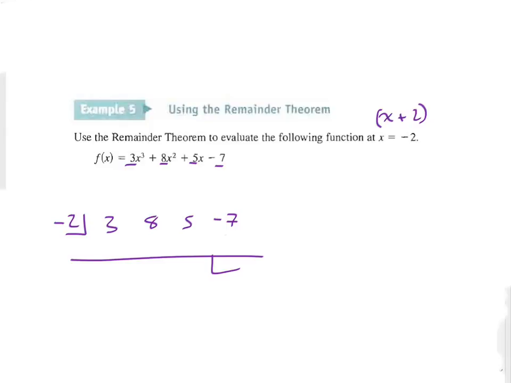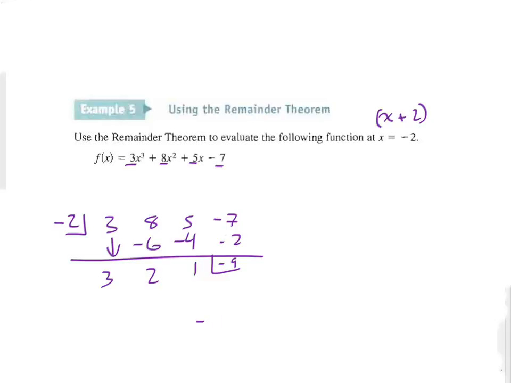You guys ready to do this now? You bring down the 3, then you multiply it times -2, you get -6. We always bring down the first number. Now we're going to add those. So then we get a 2, and then 2 times -2 is -4, so I write that right there. And then what's my next number? 1. And then 1 times -2, what does that give us? -2. And if I add those, what do I get? -9.